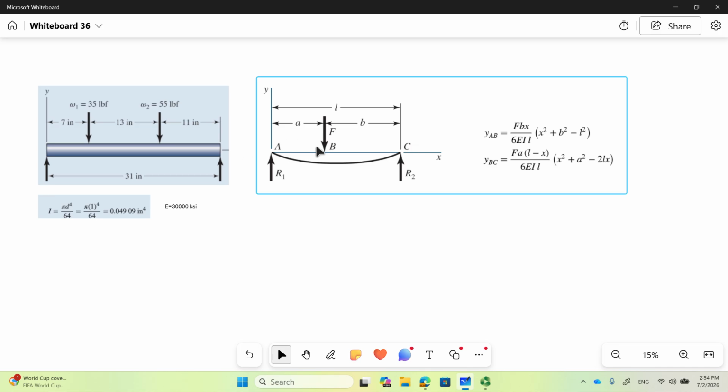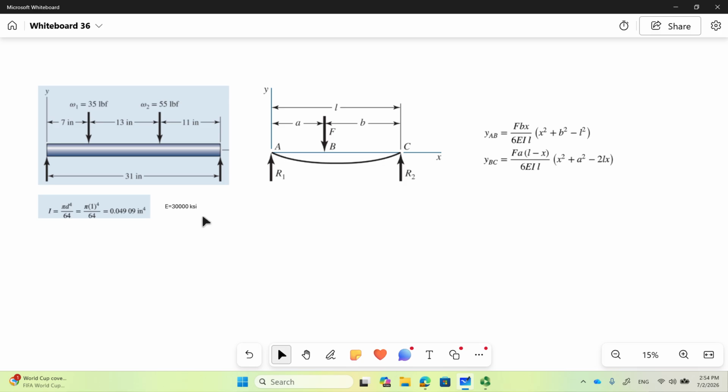Okay, so here we have this. For a simply supported beam, if your force you see here is located at distance a from the left bearing going down, then the deformation from A to B is gonna be what? FBX divided by 6EIL times x squared plus b squared minus l squared. This is the deformation from A to B when x is less than a, and for x greater than a, from B to C, this is the deformation. Alright, so now let's see how we could do this.